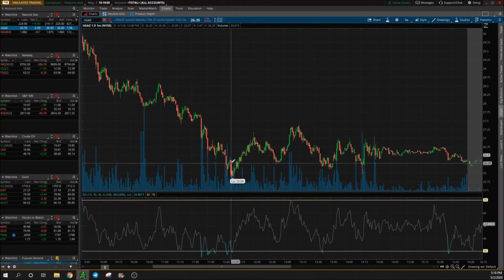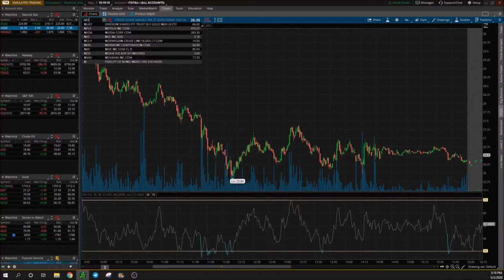If you wanted to swing trade, you could still use the RSI indicator, but you're going to use it a little bit differently. So let's look at something that we might want to swing trade. Here, we could look at Netflix.